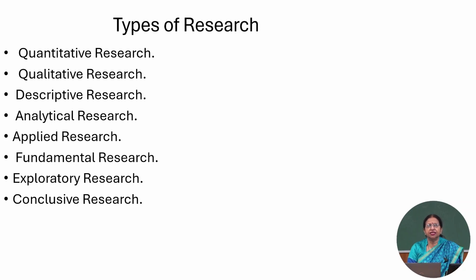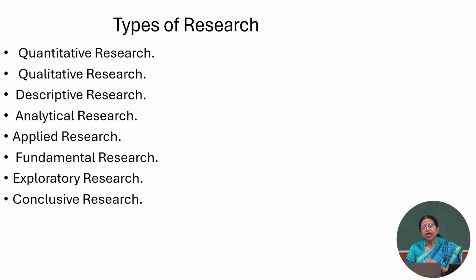We had learned that different types of research are qualitative, quantitative, descriptive, analytical, applied, fundamental, exploratory, and conclusive. This we had learned in the previous lecture. But now we will go into a little bit of details in order to understand what each one means and where it is applicable, because it is very important to know what kind of research is applied.